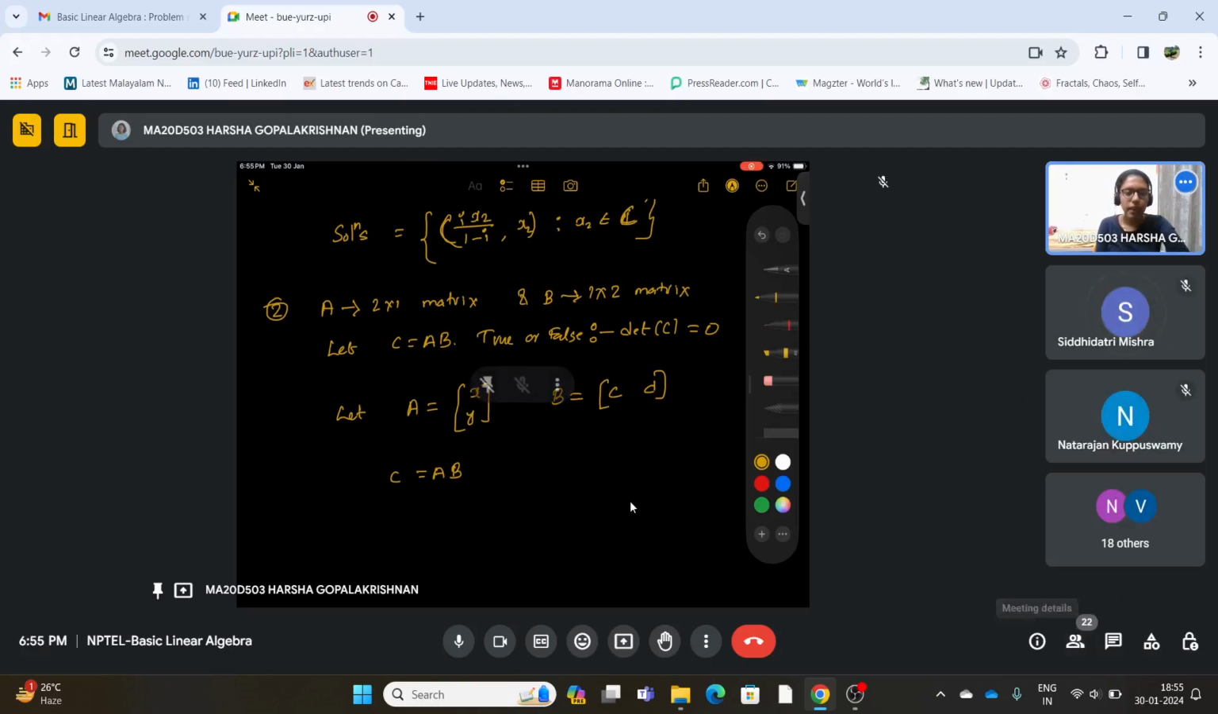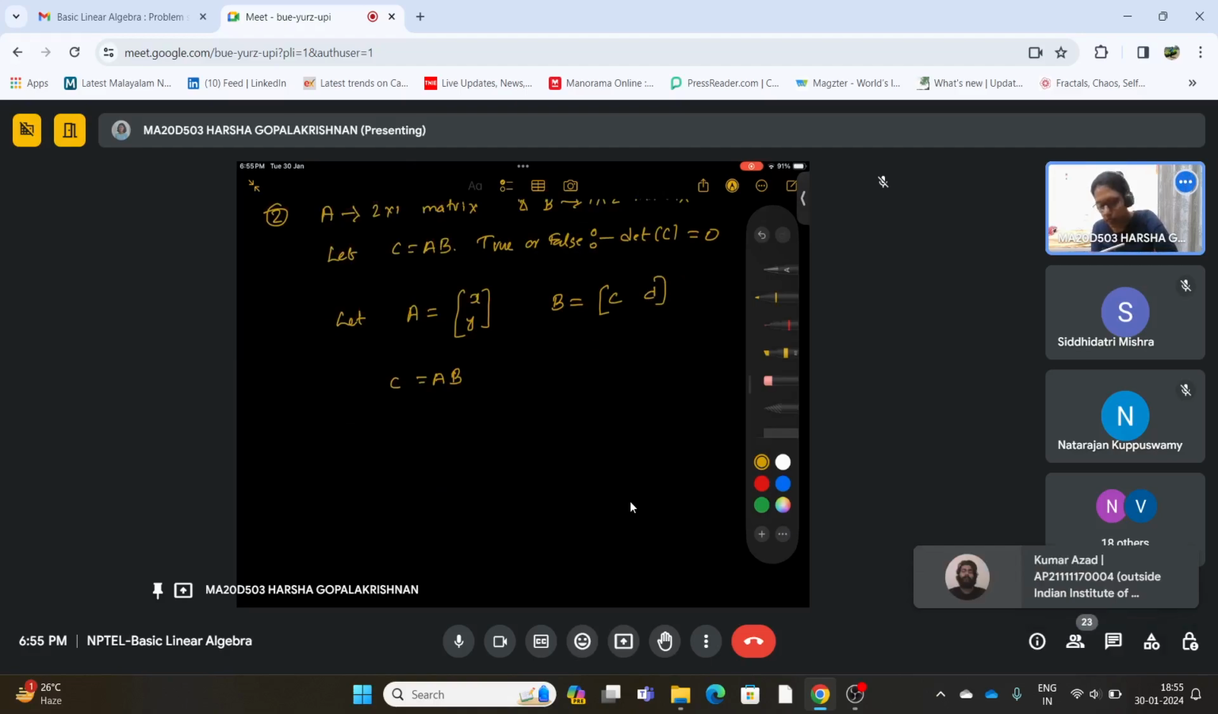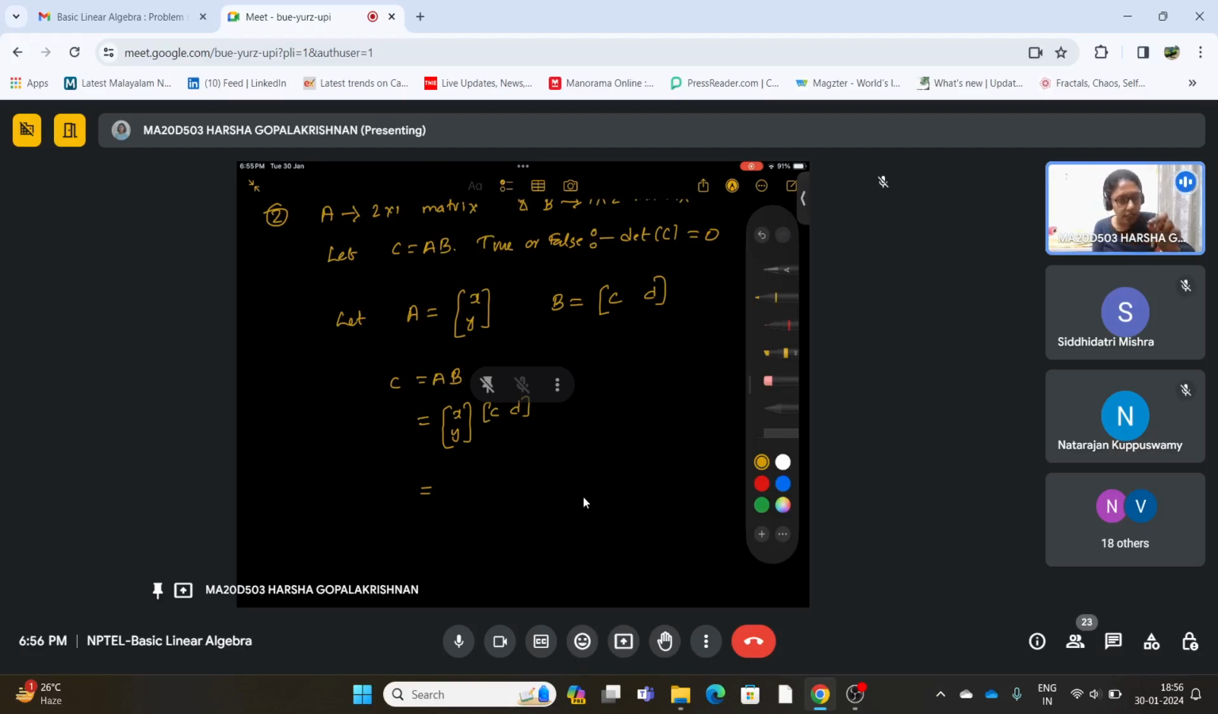Any answer? True. Yeah, it is true. So this is simple. We can just do the multiplication. How will we do the multiplication AB? A is x, y. This is c, d. So what will we get? We multiply the first row with the first column and that is our first entry. So the first entry is xc, the second entry is the first row of the first matrix into the second column of the second matrix, xd, and next is yc and yd.